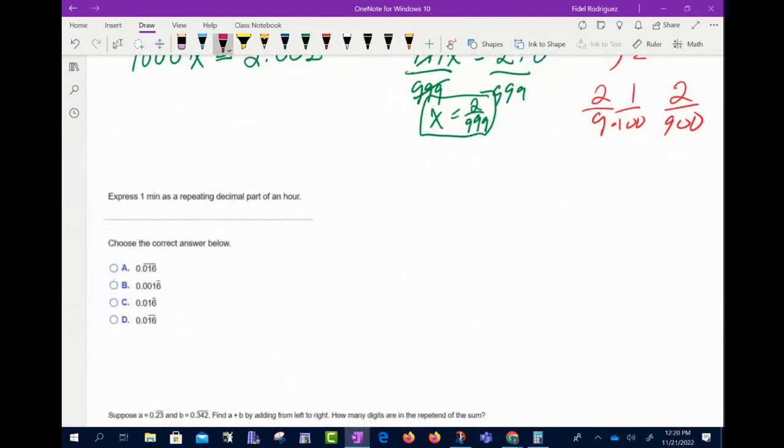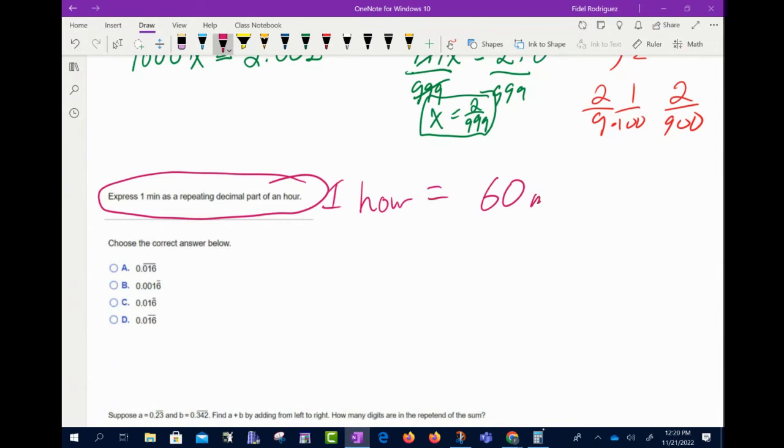All right, now the next problem says, express 1 minute as a repeating decimal as part of an hour. So y'all, I know that 1 hour is the same thing as 60 minutes, right? So we want to say, okay, 1 minute would be how much of an hour? Well, it would be 1 divided by 60, right? Because it's 1 minute out of 60 minutes.